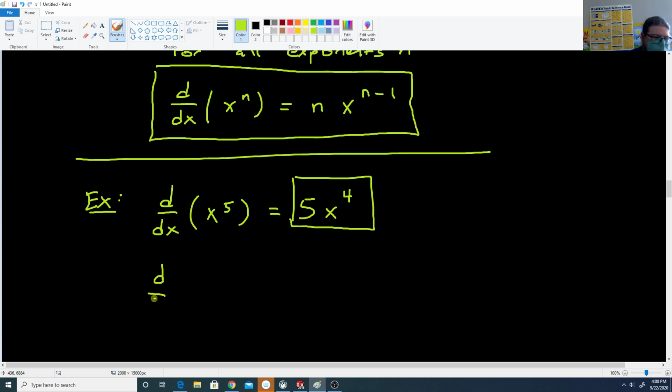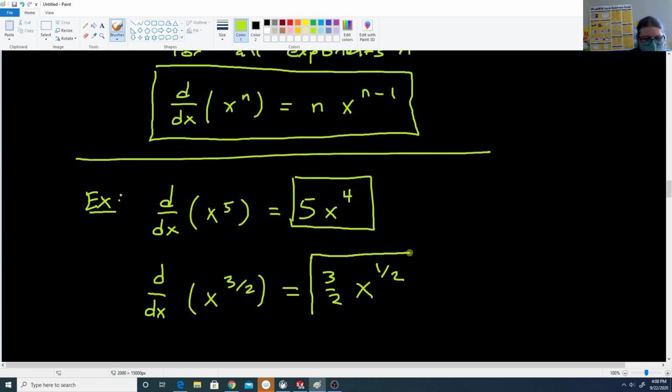Let's say we wanted to do d dx of x to the 3 halves. Well, 3 halves pulls down, so that's 3 halves. x to the 3 halves minus 1, 1 is 2 halves, so 3 halves minus 2 halves, so that would be x to the 1 half. And that would be our answer there using the power rule.